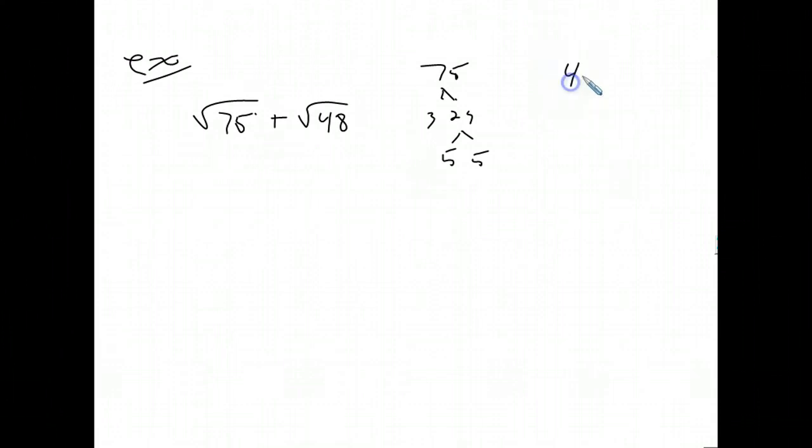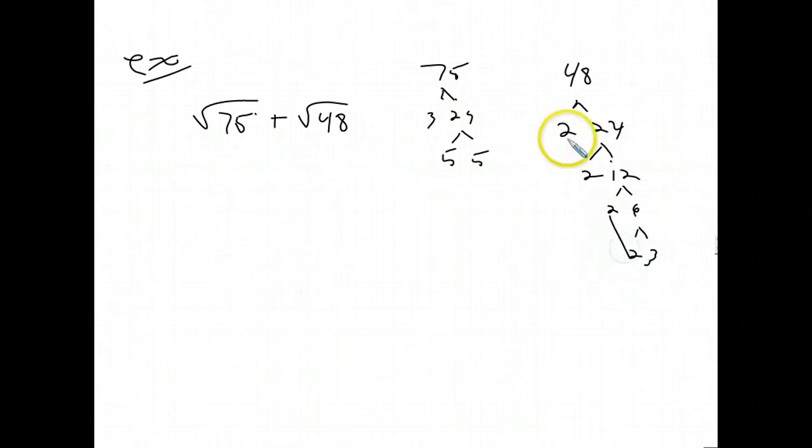With your 48, you have 2 and 24. 24 will go down to 2 and 12. 12 will go to 2 and 6. 6 will go to 2 and 3. So I have 2 pairs of 2 here. I have a pair of 5's here.